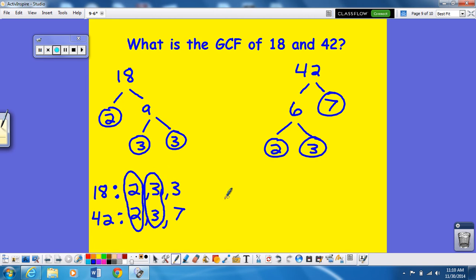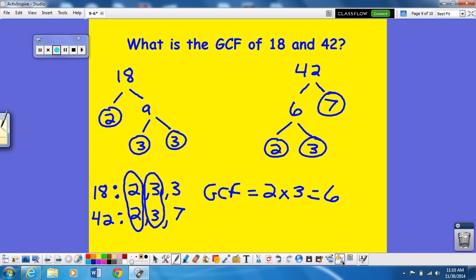Now let's circle what's common. So I have 2 and 3. So to find my GCF, I have to multiply 2 times 3. And that becomes 6. So the GCF of 18 and 42 is 6. The big thing you need to remember when you're doing factor trees and you're listing them, if you have more than one group circled, all you do is multiply them together. Not 2 times 2 times 3 times 3. 2 times 3. You have one group of 2, you have one group of 3.